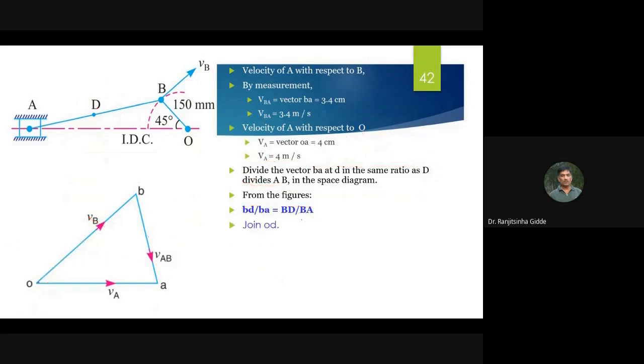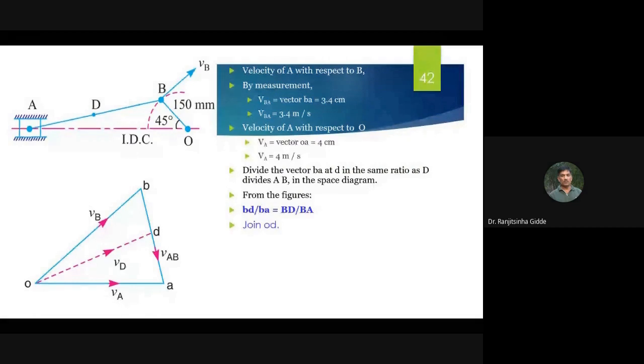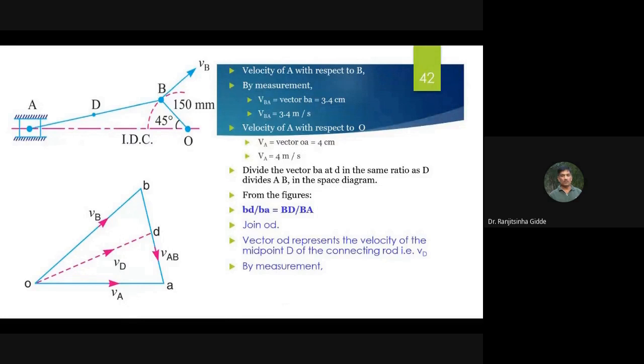Okay. This way we have seen the final velocity diagram. Then this OD is joined. So vector OD represents the velocity of the midpoint D of the connecting rod. Now by measurement, VD is equal to vector OD is equal to 4.1 centimeter. So VD is equal to 4.1 meter per second. Up to this we have completed.